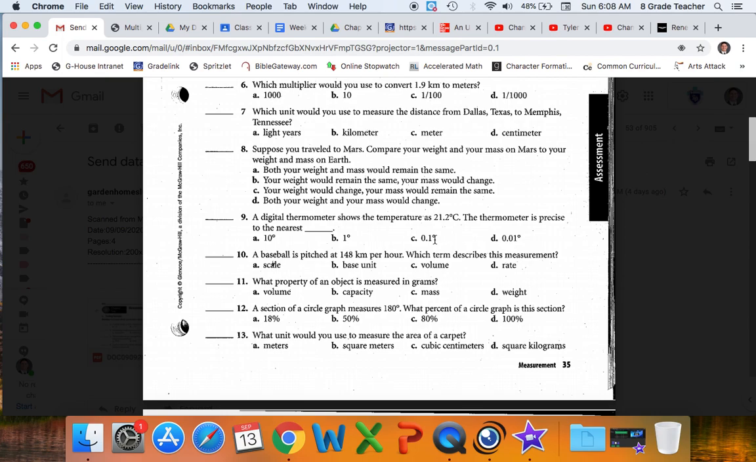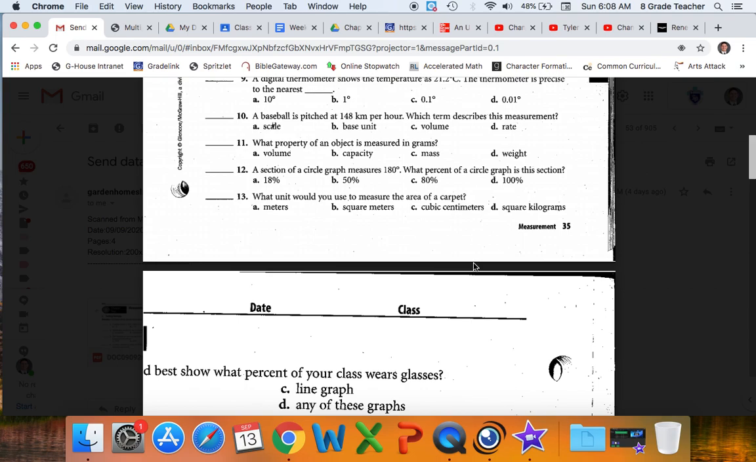Number 10. A baseball is pitched at 148 kilometers per hour. Which term describes this measurement? A scale, a base unit, volume, or a rate. One measurement could be compared to another, and one of those measurements is in time, so we'd say D, rate. In grams, volume, capacity, mass, or weight. Grams is our measurement for mass, our base SI unit.